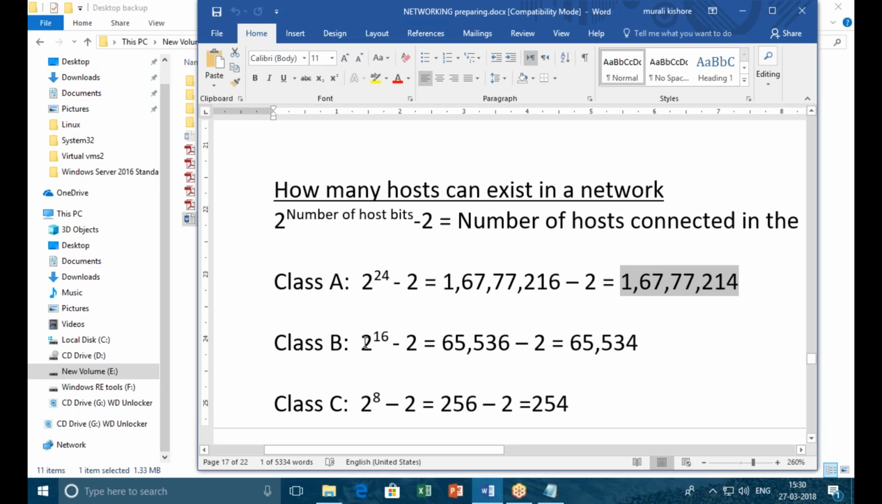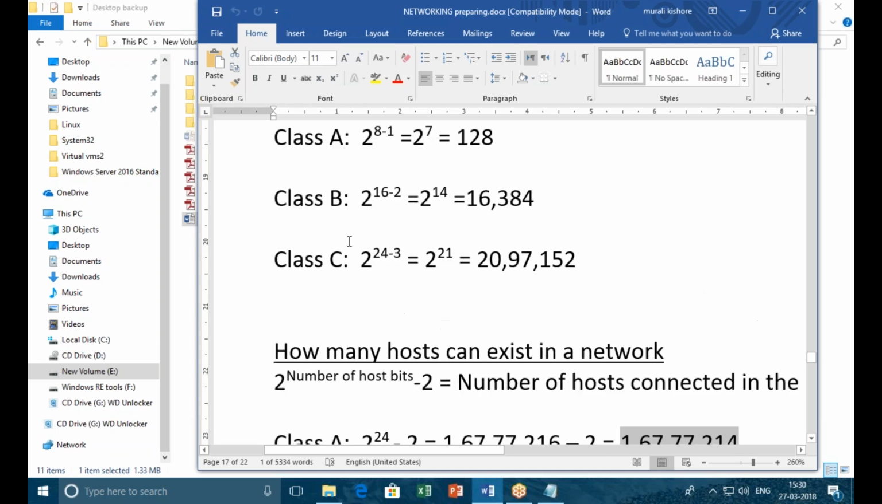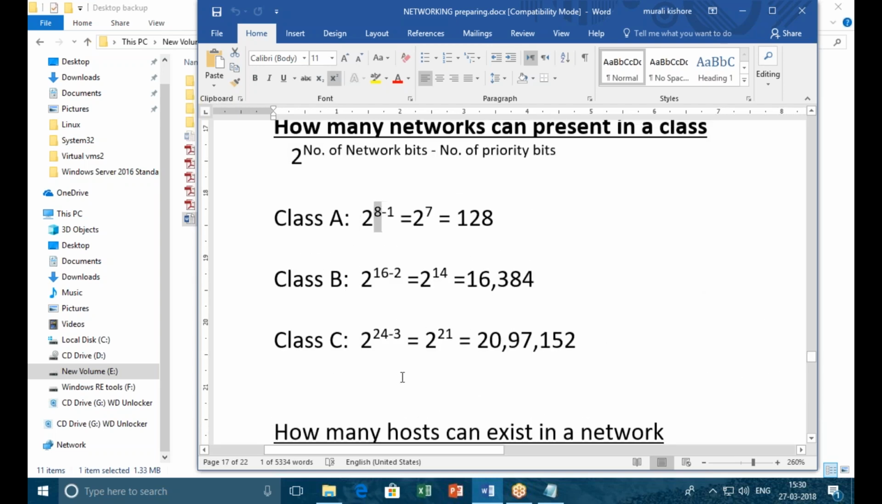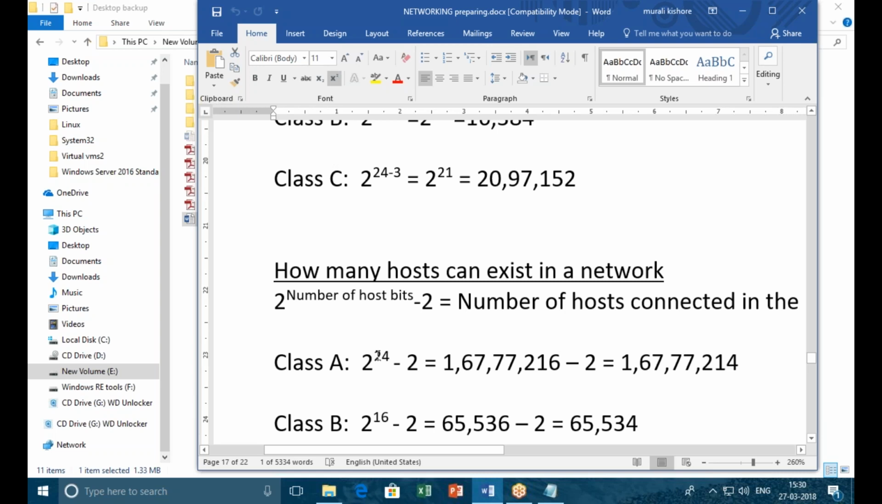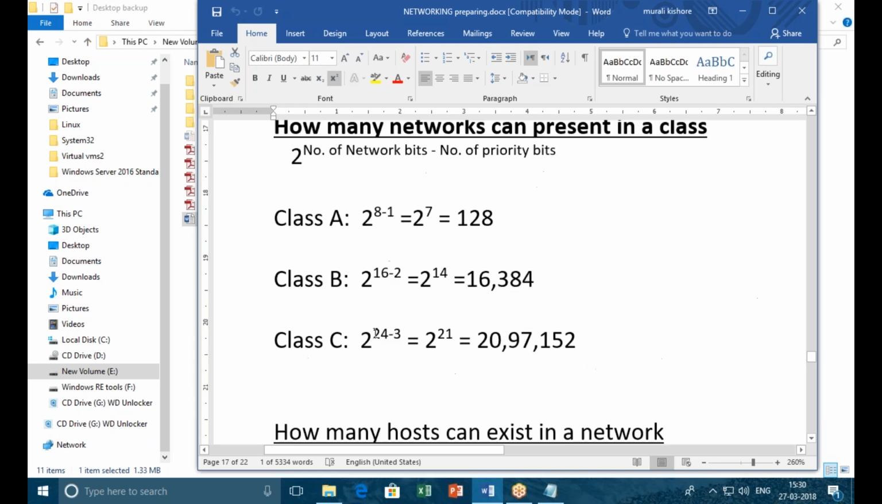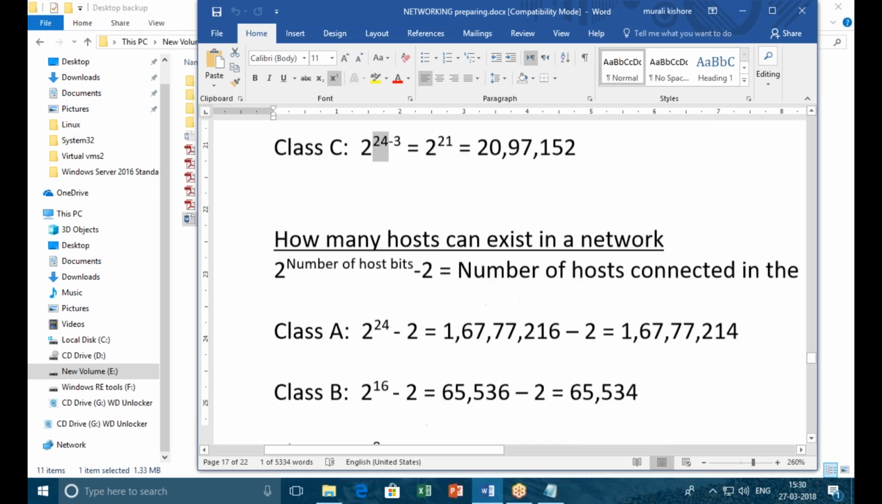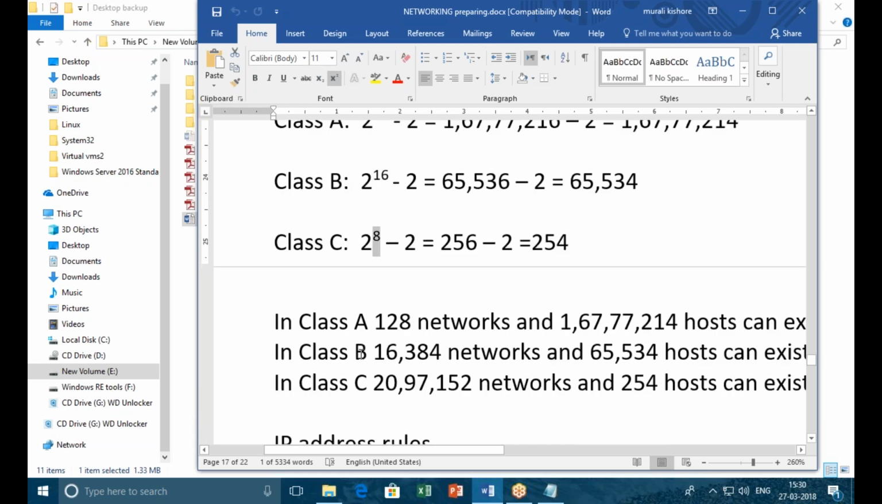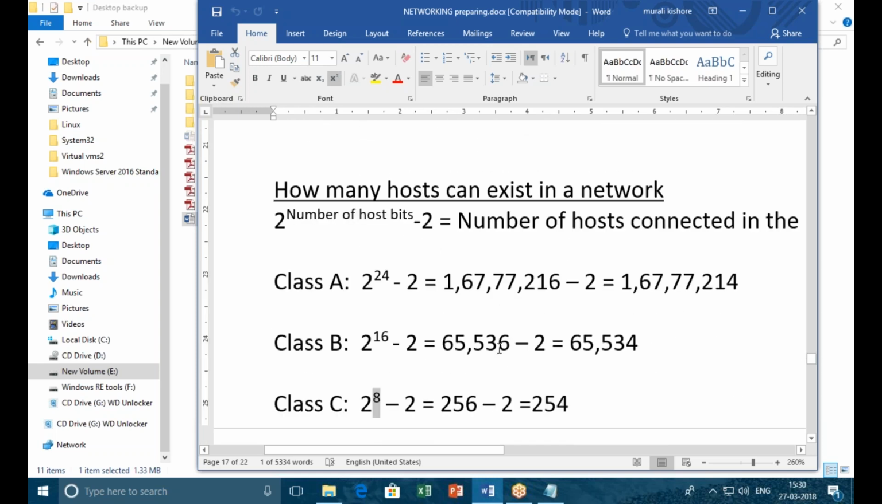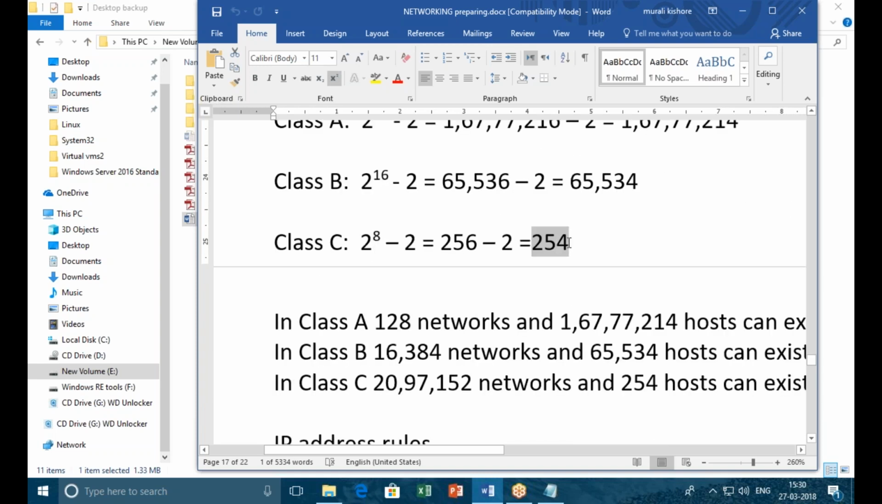Class B, 2 power 16 minus 2, and class C, 2 power 8 minus 2. If you observe, it's reverse. Here if you got 8, it means class A for host will be getting 24. Here you got 24 means you will be getting 8. And in class C you can connect less number of devices per network.